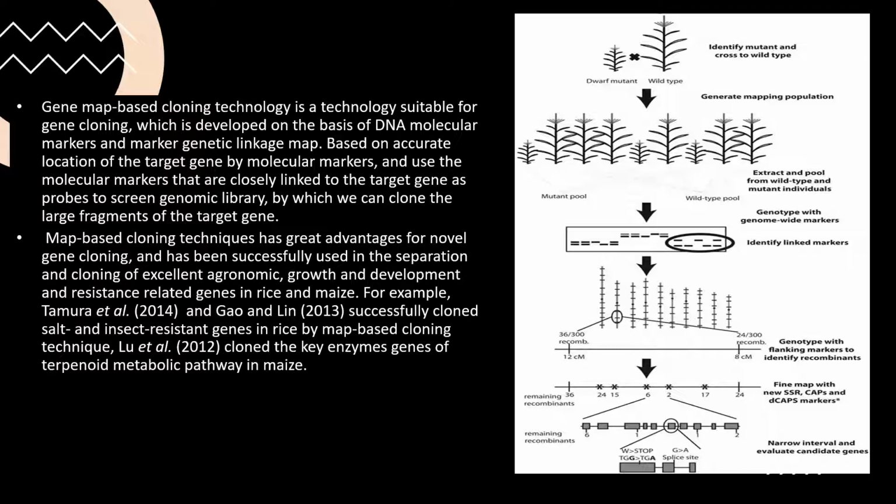Map-based cloning techniques have great advantages for novel gene cloning and have been successfully used in the separation and cloning of excellent agronomic growth and development genes in rice and maize.